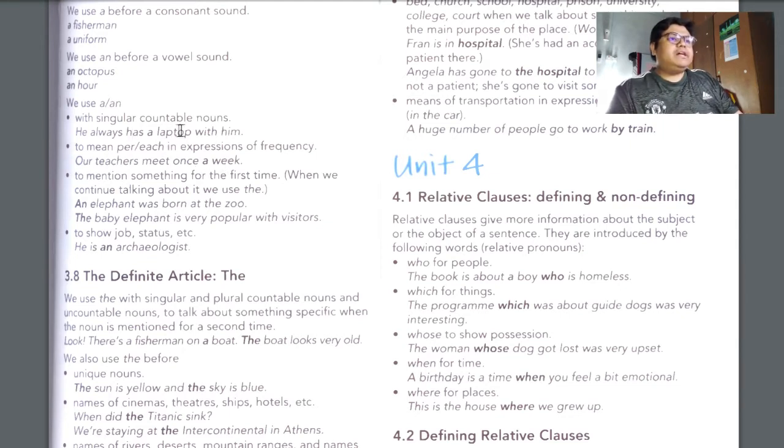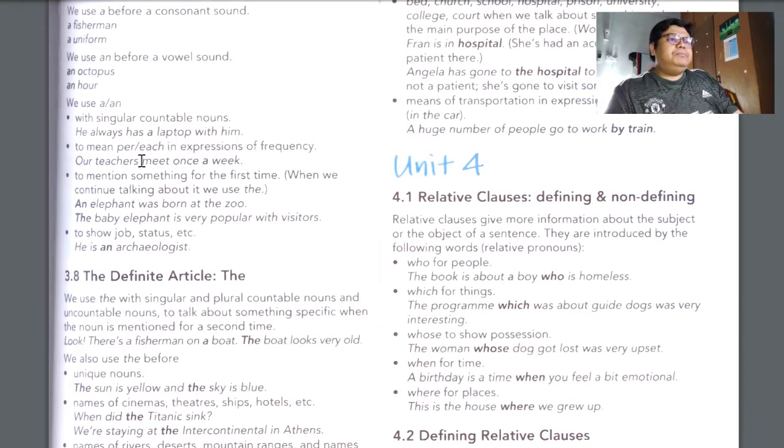We use it with singular countable nouns. Tadi saya dah sebut countable nouns, nouns yang boleh dikira sahaja. And it must be singular. Kalau bukan singular, kita tak boleh letak artikel a ataupun an. Contohnya kat sini, he always has a laptop with him. Laptop is countable and it's singular, so we can use a.